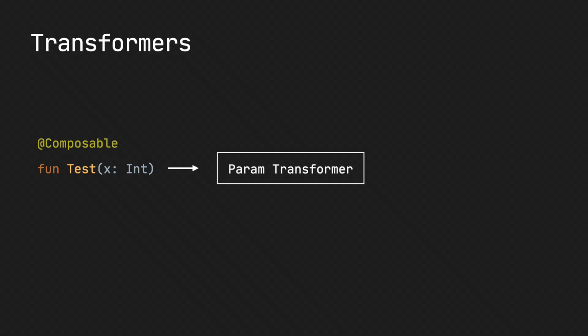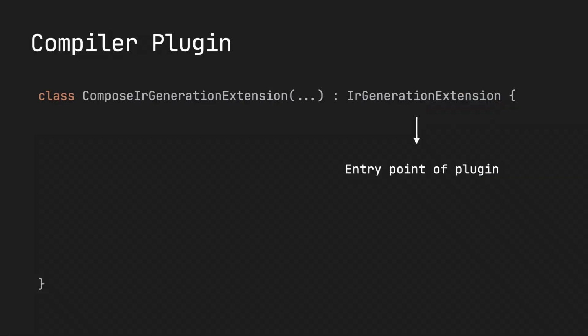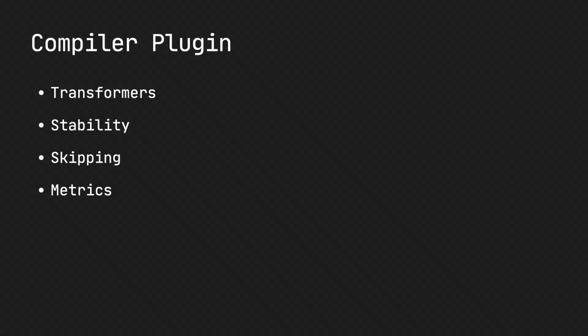One of them we'll look at is called param transformer, and its job is very simple: to add in the composer parameter and the change bit mask. It doesn't do any function body modifications. There's another transformer for that. All of these transformers get applied in order, and they get applied in a class called compose IR generation extension, which is the entry point, and defines all of the transformers that are part of the compiler plugin, such as these.